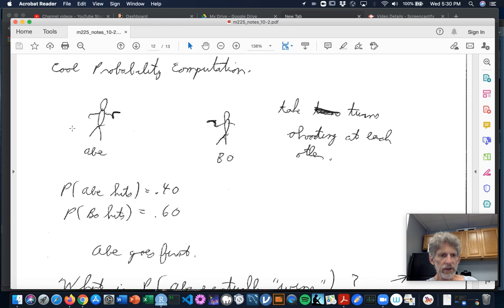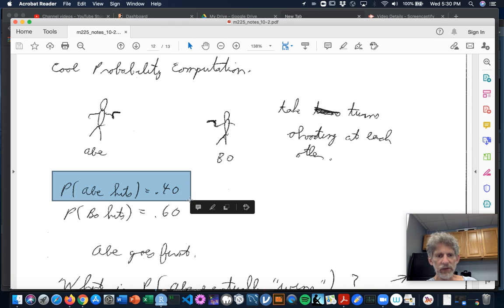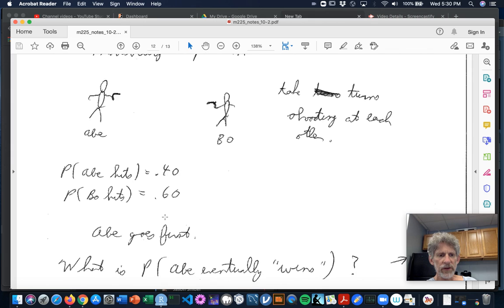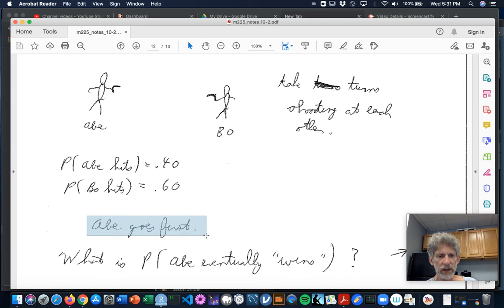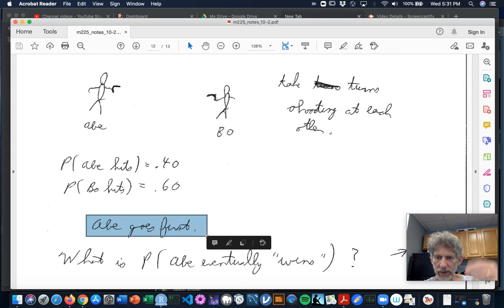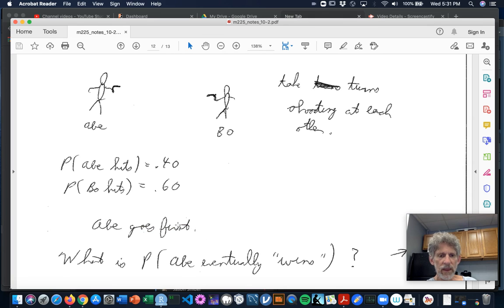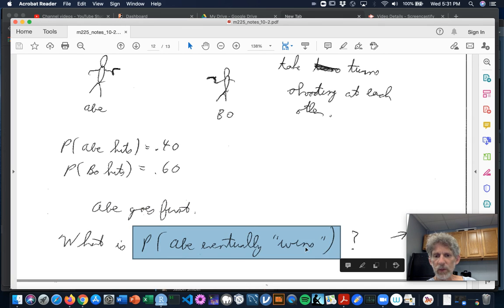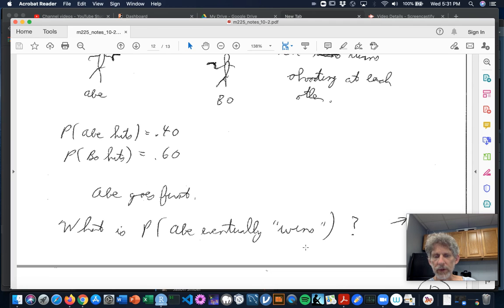Let's say that Abe, when he shoots, has a 40% chance of hitting his target. And when Bo shoots, he has a 60% chance of hitting his target. Bo's a little bit better shooter. So they decide to make things kind of even out. They say, let's have Abe go first. What would be the probability that Abe eventually wins this duel? You don't really win something like that, but what's the probability that he's the one who's left standing?